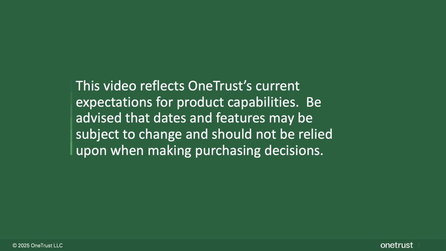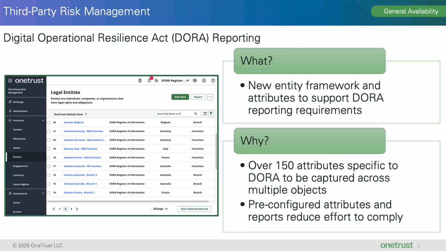Let's get started. Support for DORA reporting is a new capability available for customers on the new solution package for third-party risk management. If you're not familiar with DORA, this is a new regulation that went live earlier this year in Europe. It requires financial institutions to map out their supply chain and the different information and communication technology, ICT, third-party service providers they utilize, and where they sit in that supply chain. With the new capability, we've added a new entity framework and over 150 new attributes across multiple objects to directly support the DORA reporting requirements.